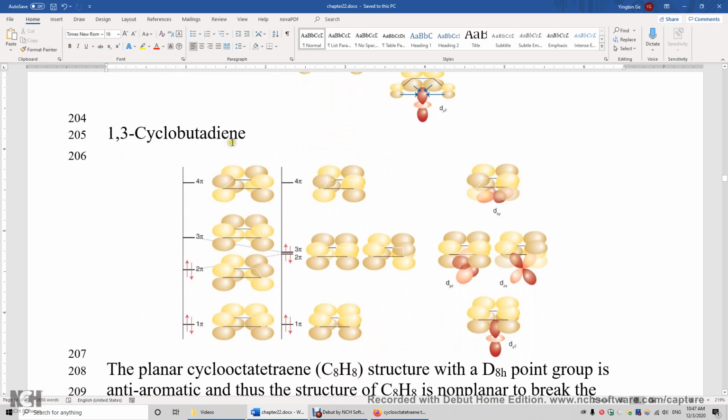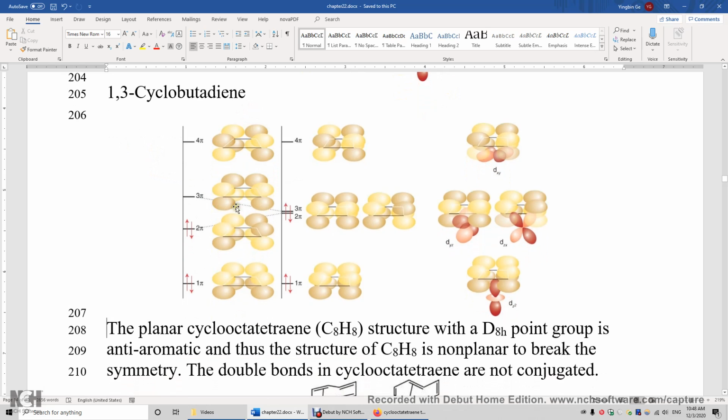1,3-cyclobutadiene. This is a very interesting case. It has a ring structure. It has 2 double bonds, and you observe single bond, double bond, single bond, double bond. But this is not aromatic. This is not aromatic. The 2 double bonds are almost like isolated double bonds with this kind of MO diagram.